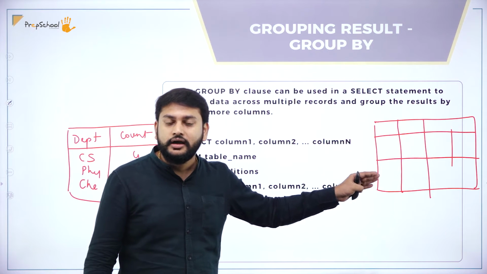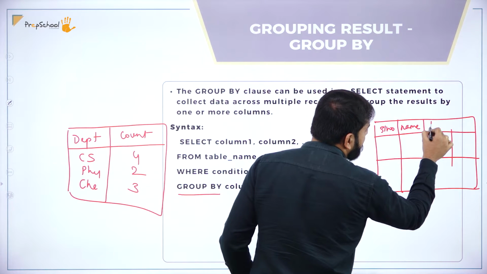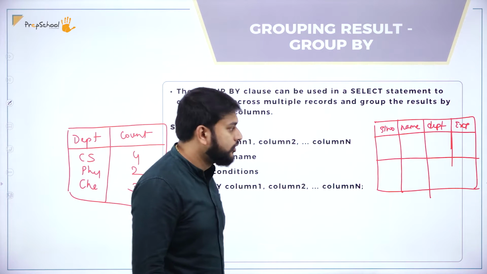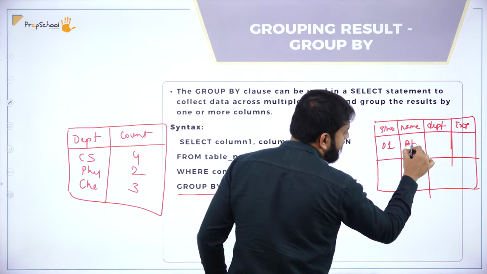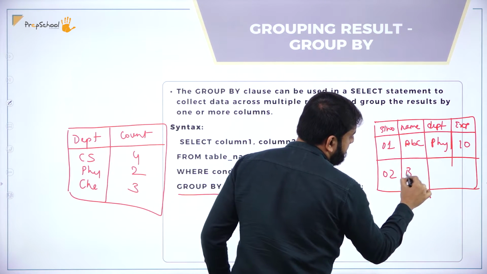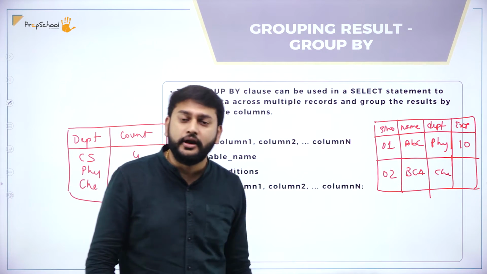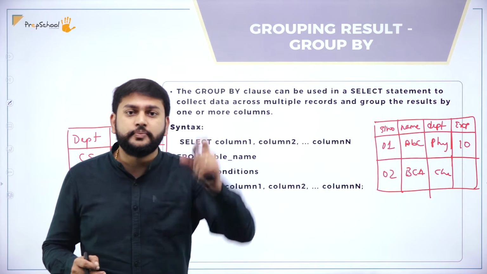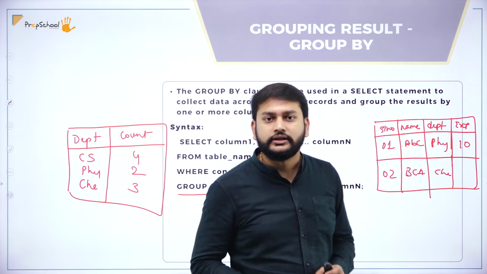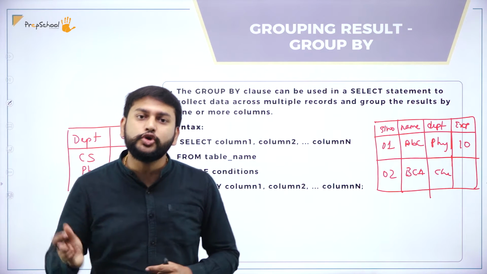Imagine my data is in the table where I have serial number, name, department, and experience. This is how I have it. So I have 01 ABC, physics, experience 10, 02 BCA, chemistry. Like this, I have different departments, different people, but I need to find out how many people are there in the physics department, the chemistry department, the biology department, and in computer science. How do I get this data? For that, I need to group the data.